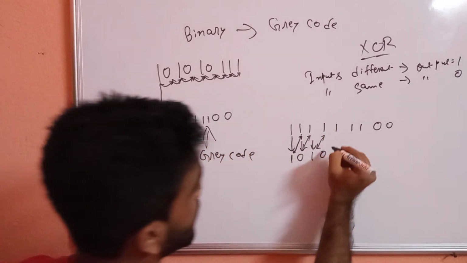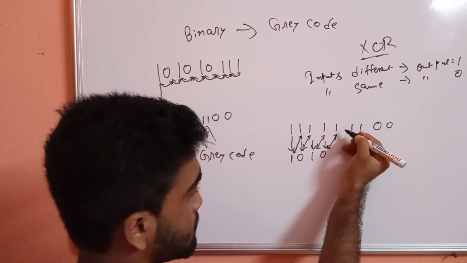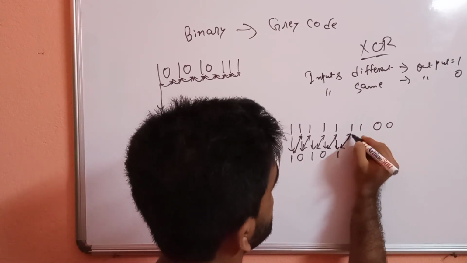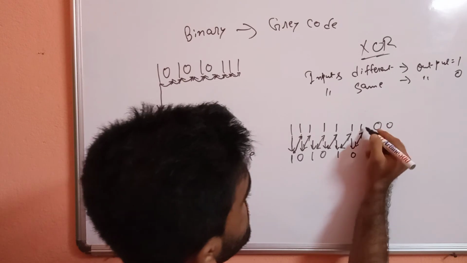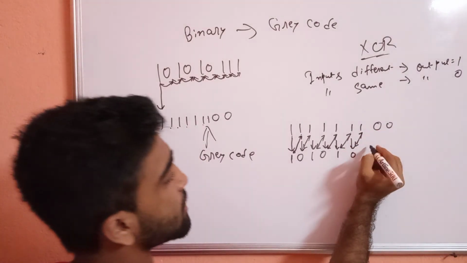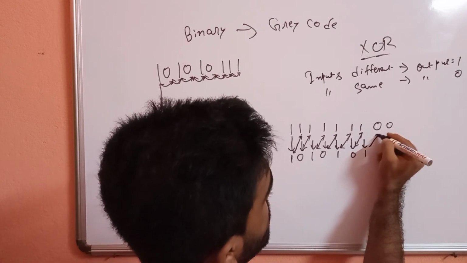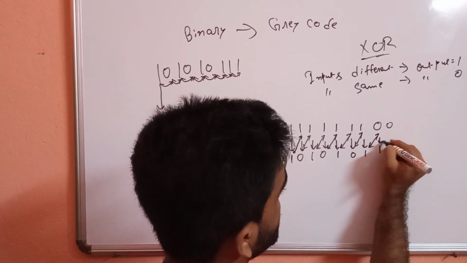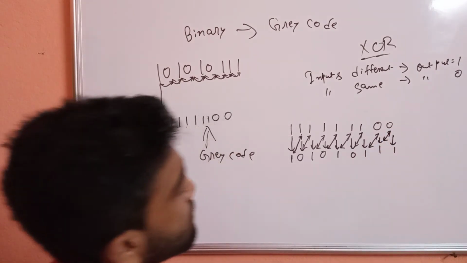Okay, now this with this, input different, output will be 1. This with this, input same, output will be 0. This with this, input different, output will be 1. Okay, now again this with this, input different, output will be 1. This with this, input different, output will be 1.